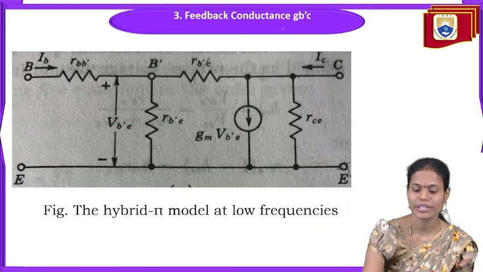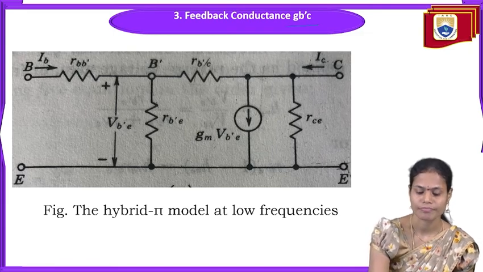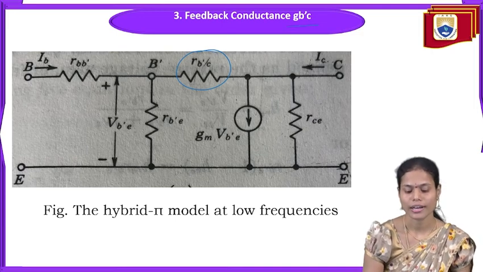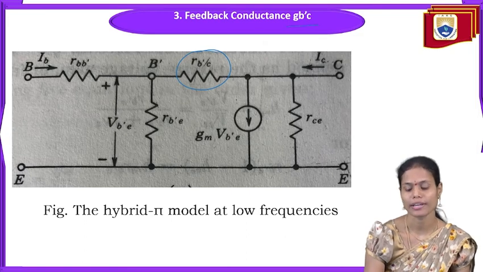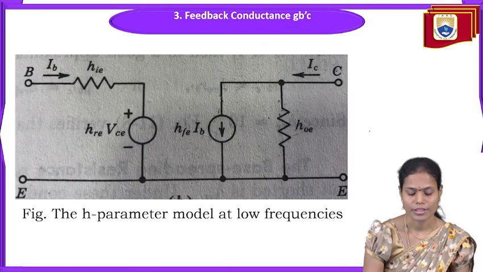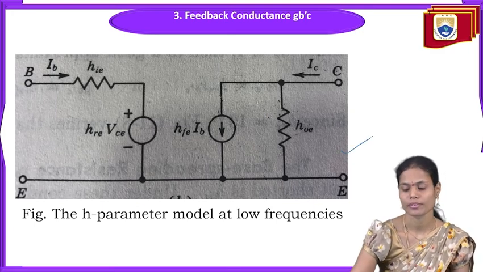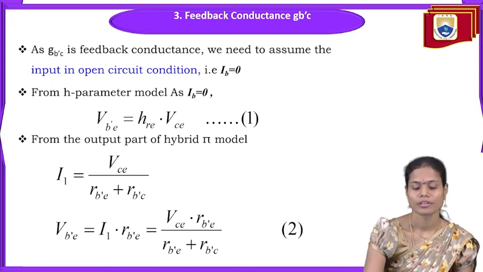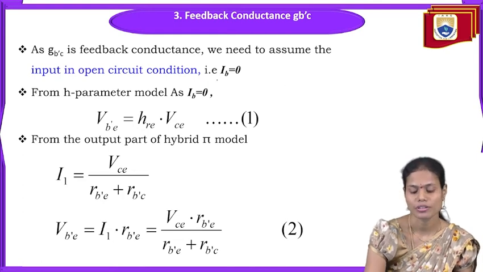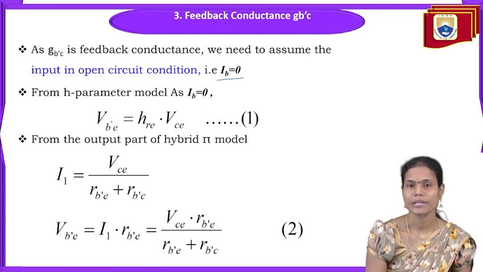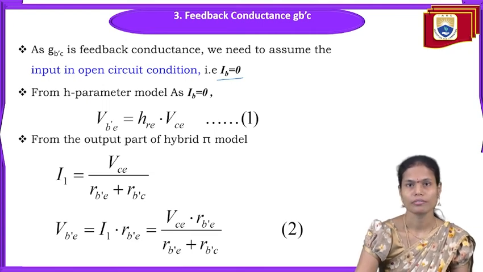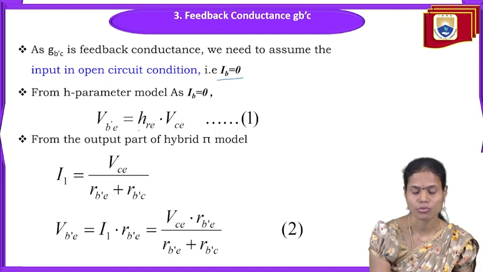The next parameter is the feedback conductance, that is GB'C. From the RB'C, we are able to find the feedback conductance GB'C. For that, again we are considering the hybrid pi model at low frequencies and also the H parameter model at low frequency. Here it is actually a feedback conductance. To find this, the input terminal should be open circuited. Once input terminals are open, the base current is 0. So from the H parameter model, if the base current is 0, we get input voltage VB'E equal to reverse voltage gain HRE into output voltage VC.